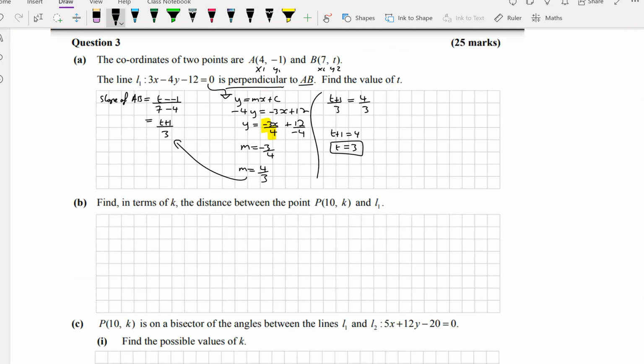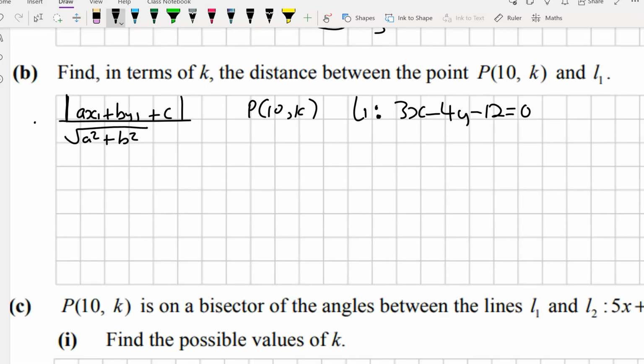Find in terms of k the distance between the point P (10, k) and L1. So this obviously points us towards the perpendicular distance formula from our tables, the perpendicular distance between a point and a line. So I have my formula. I'll need to find out what a, b, and c are, and what x1 and y1 are. x1 and y1 are the point P.